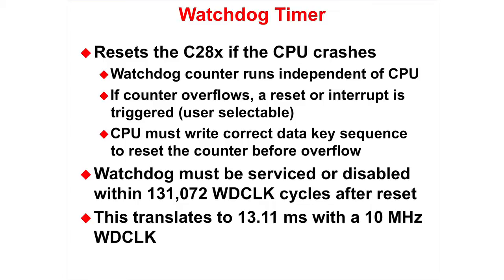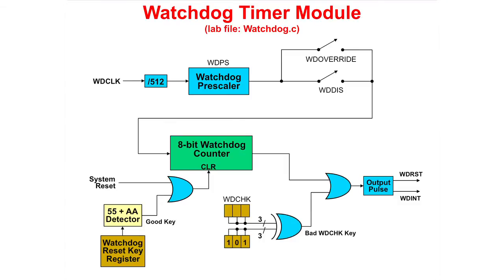The Watchdog must be serviced or disabled within 131,072 Watchdog clock cycles after reset. This translates to 13.11 milliseconds with a 10 MHz Watchdog clock. The Watchdog clock is divided by 512 and prescaled if desired. The Watchdog disable switch allows the Watchdog to be enabled and disabled. The Watchdog override switch is a safety mechanism, and once closed, it can only be opened by resetting the device.